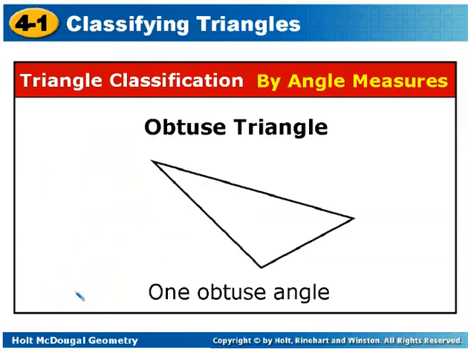Okay, and our last one is the obtuse triangle, where we have one angle that is greater than 90 degrees. Okay, and that's going to be here. So let's include that. So one angle is greater than 90 degrees.